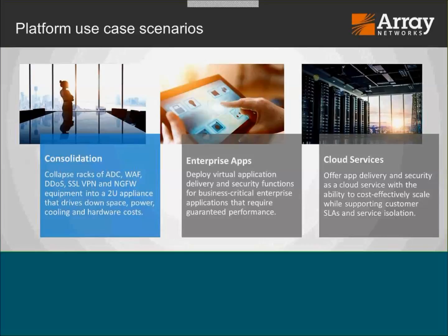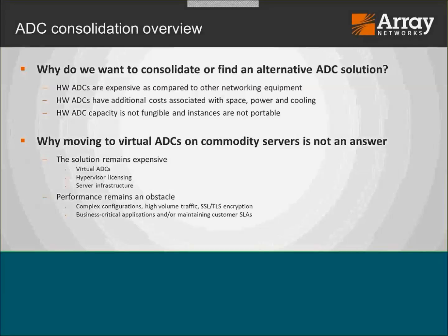and it does it very efficiently and very cost effectively. So with that being said, though, let's talk about the consolidation and why this makes a lot of sense, right? So why do we want to consolidate or find an alternative ADC solution? So again, the hardware ADCs are expensive as compared to other networking equipment, with additional costs associated with space, power, cooling. And again, the hardware ADC capacity is not fungible, instances aren't portable, et cetera, et cetera. Why moving to virtual ADCs on the commodity server is also not an answer, right?